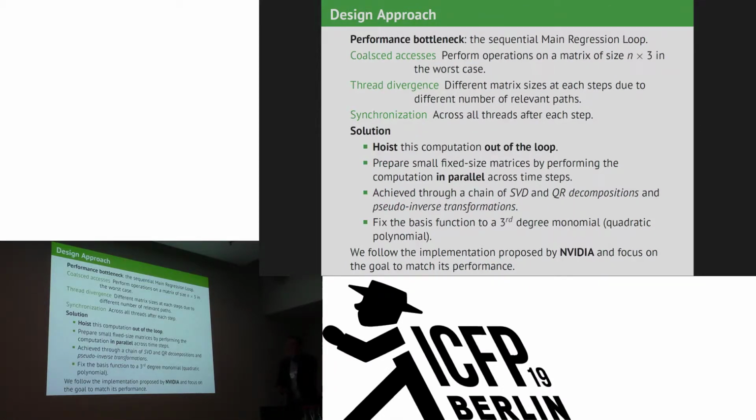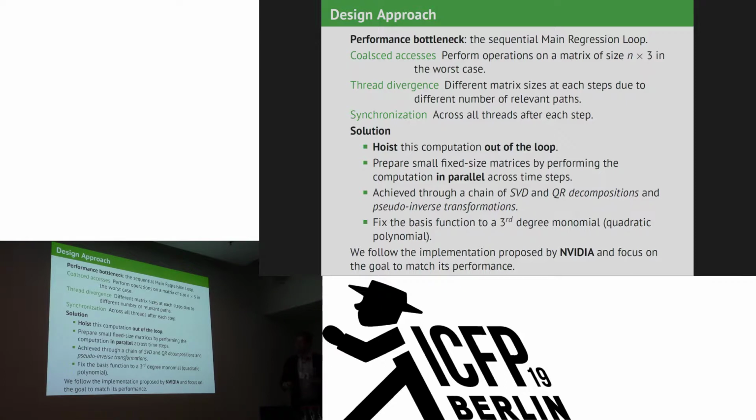So, as I said, what are the problems that we deal with here? We fix the basis function. We use basis functions to do a regression. It's a third degree monomial or a quadratic polynomial. So it's not Chebyshev, but we could equally well use it. We just found out we don't need it. We don't need such a function for this particular problem to find this optimal solution.